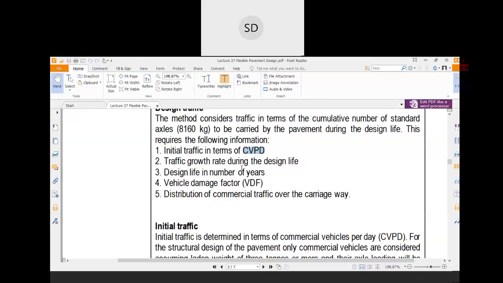Now, design life in number of years: generally there are different types of design lives which you need to consider based on the importance of the road. Generally, a flexible pavement is designed for a time period of 10 to 20 years depending on the importance of the road. Then the vehicle damage factor, you need to consider this, and the distribution of commercial traffic over the carriageway, and that is called the vehicle distribution factor. So one is the damage factor and another one is the distribution factor. We will discuss these things.